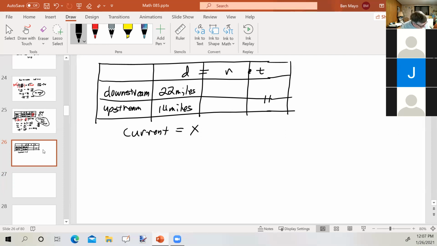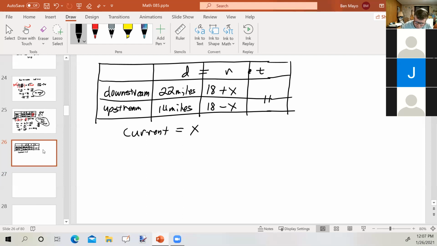Going downstream, the boat can travel the 18 miles an hour plus the current, right? The current is helping it. Going upstream, it can travel 18 miles an hour minus x. Okay, so downstream, the current is getting added to the 18 miles an hour. Upstream, it's getting subtracted from it.